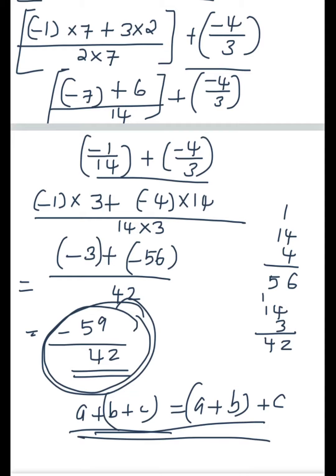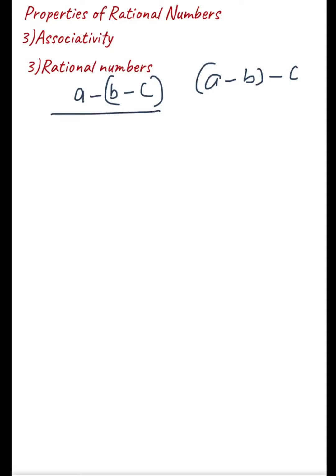Okay, now let's see the case with subtraction. So for subtraction, you have to check whether (A minus B) minus C is equal to A minus (B minus C) or not. Okay, you have to check it. So first let's do A minus (B minus C).